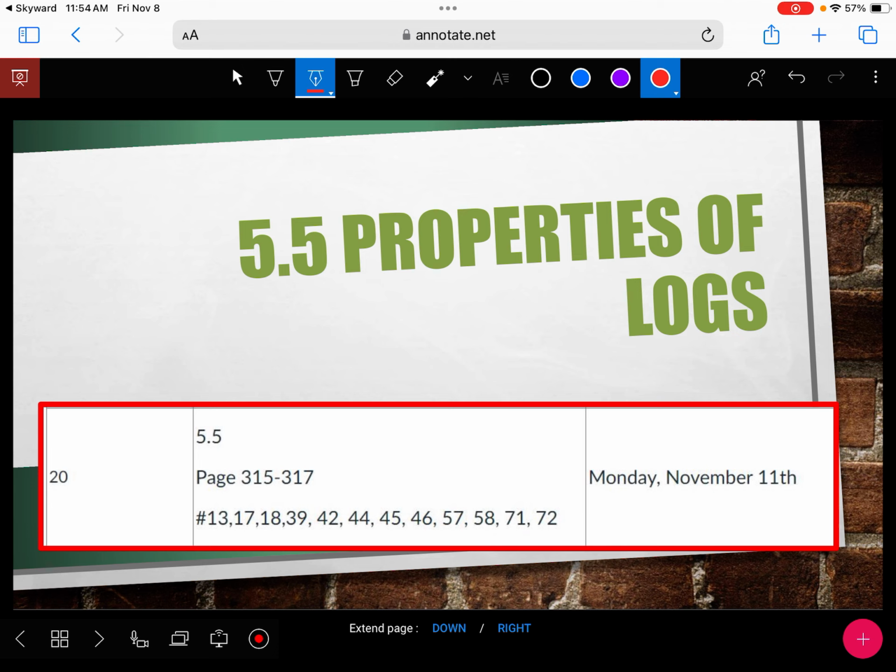All right, so 5.5. So go ahead, title your notes. 5.5, properties of logs. So we're done with 5.4. We're moving on to 5.5. And I think I updated the due date. I don't think this is due Monday anymore.